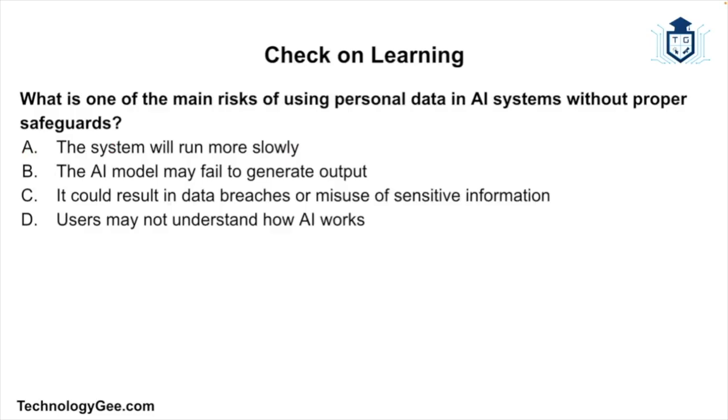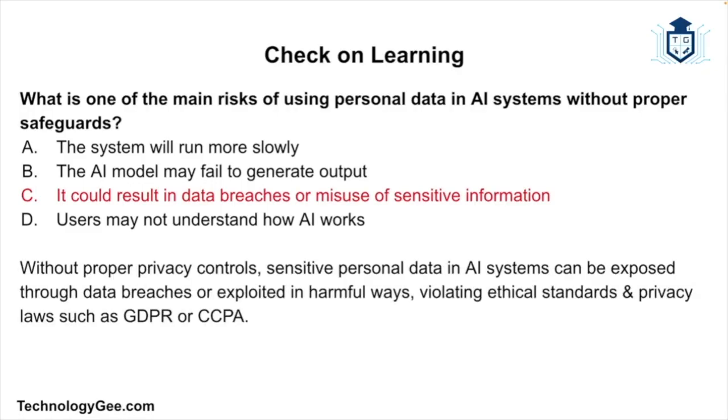Next question. What is one of the main risks of using personal data in AI systems without proper safeguards? Is it the system will run more slowly? Is it the AI model may fail to generate output? Is it could result in data breaches or misuse of sensitive information? Or is it users may not understand how AI works? And the correct answer is it could result in data breaches or misuse of sensitive information.